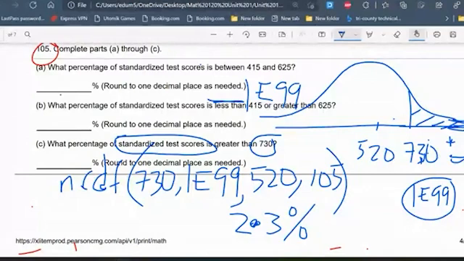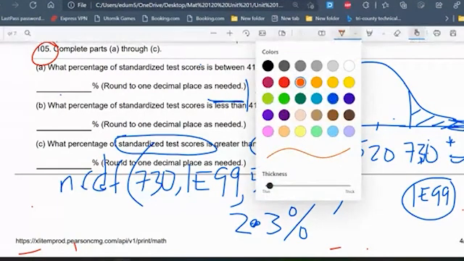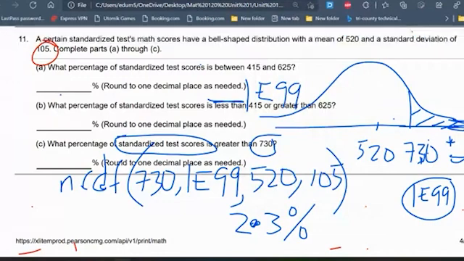If you're told to standardize, you've got to standardize 730. Let's standardize 730 and see what it is. Okay, so I'm going to standardize 730 right now. Z-score is value minus mean, divided by standard deviation. Value is 730 minus mean 520, divided by standard deviation 105.